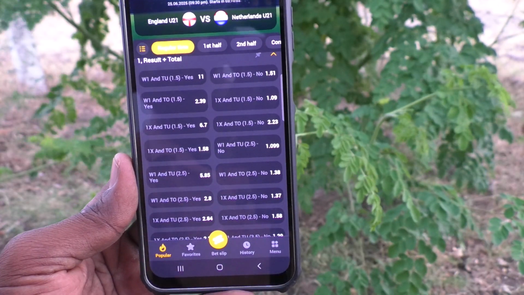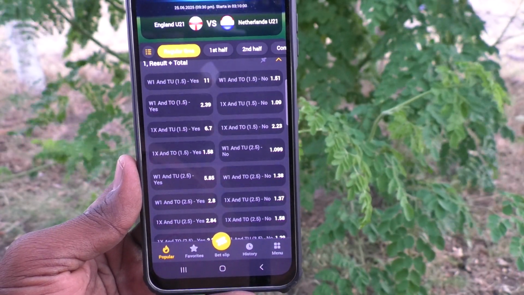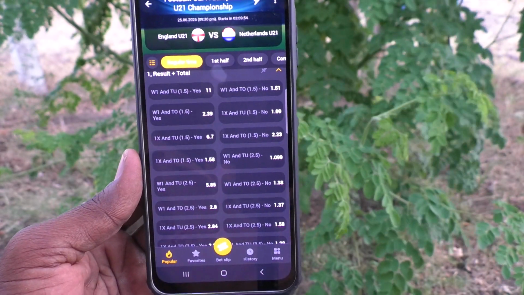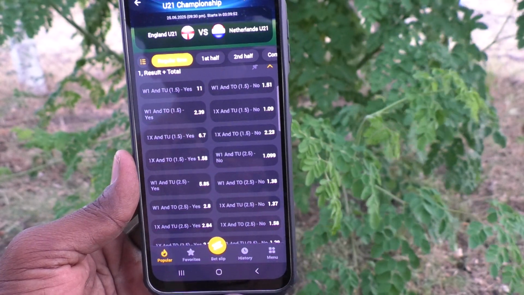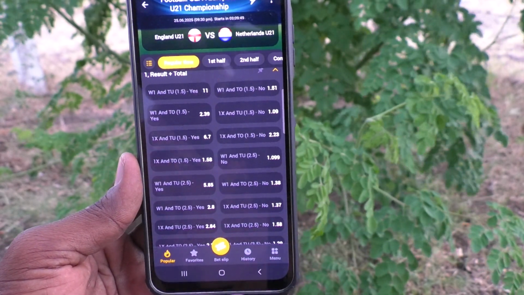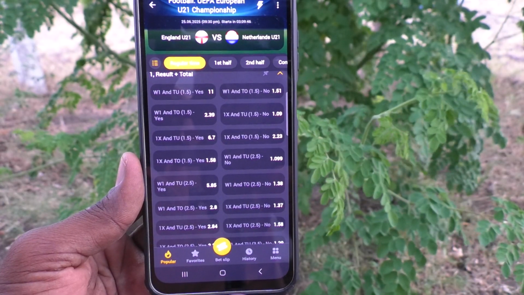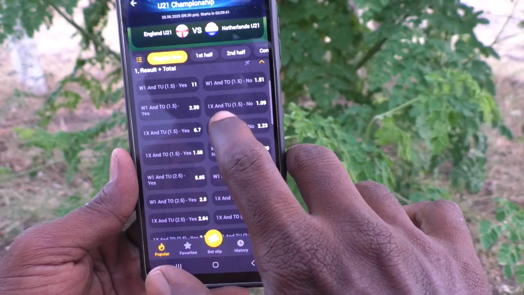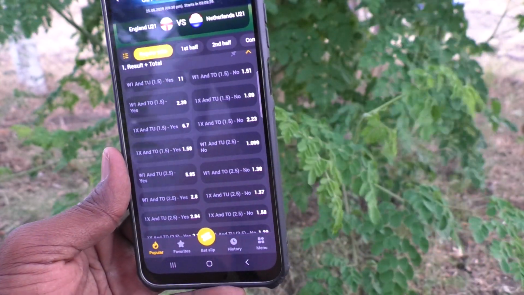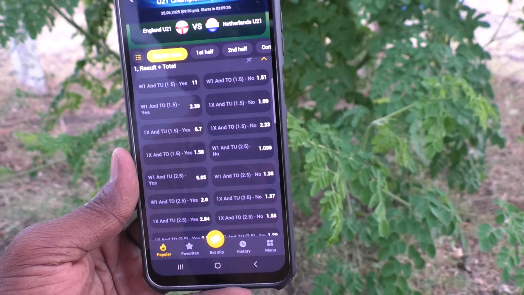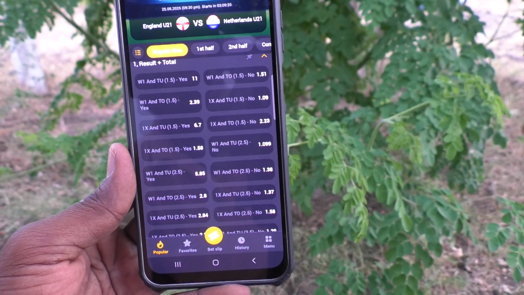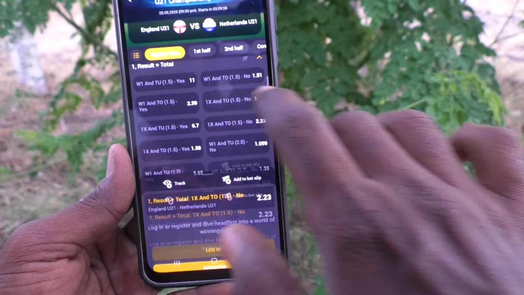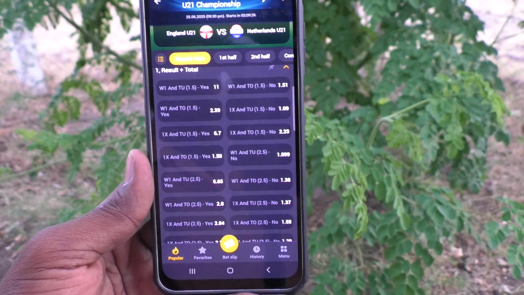Then next one is W1 and TO. TO means total over. Okay, TU means total under. Okay, so W1 is the result and total over 1.5. Yes, so yes means 2-0 or 2-1 or anything over 1-0. Okay, then total under 1x. Result is 1x. 1x means maybe first team win or it may be tie, draw, and total under 1.5. No means it should not happen.